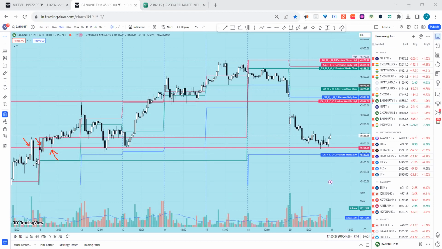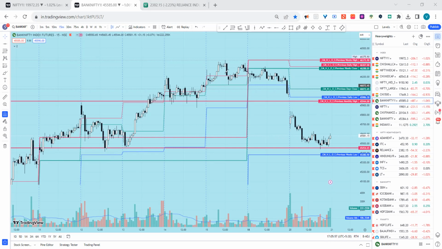It gapped up above the previous day's closing, which is a positive thing, and it consolidates and breaks out. Then this breakout was retested, the price goes up again, and comes back again for a retest. So it took support here almost thrice. It's almost like a breakout, a retest, and a couple of confirmations. So today price ultimately took support here.